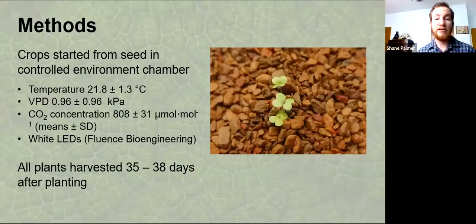This study was conducted very similarly to my first photoperiod study, in the growth chamber. It was in the same growth chamber. These are the environmental conditions, and I harvested all the plants between 35 and 38 days after planting.